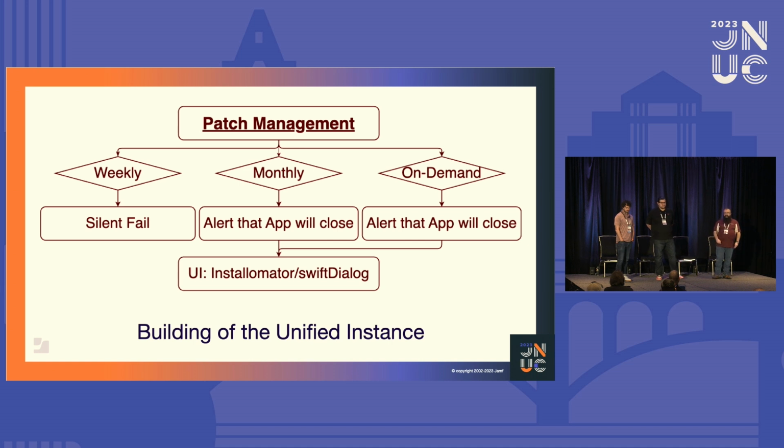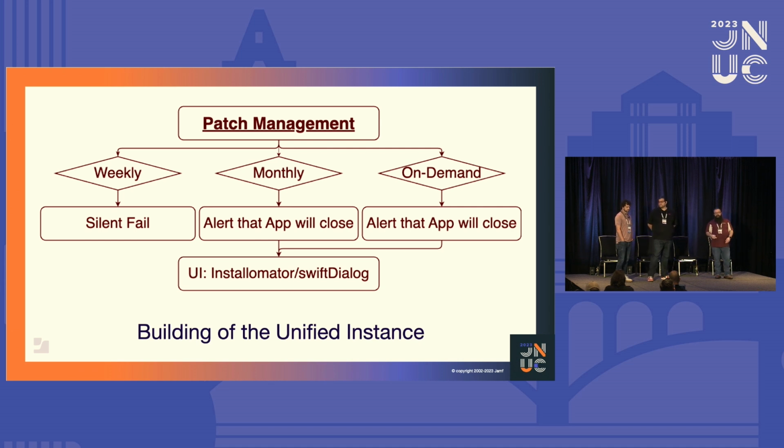For patching, we've chosen Installomator to do the deployment and patching of our software in our environment. We've built out 3 different options of how applications are patched: daily, monthly, and on demand. With our daily schedule, patching runs every single day silently in the background. If the application that needs to be patched is running, it fails out gracefully to avoid any kind of disruptions.